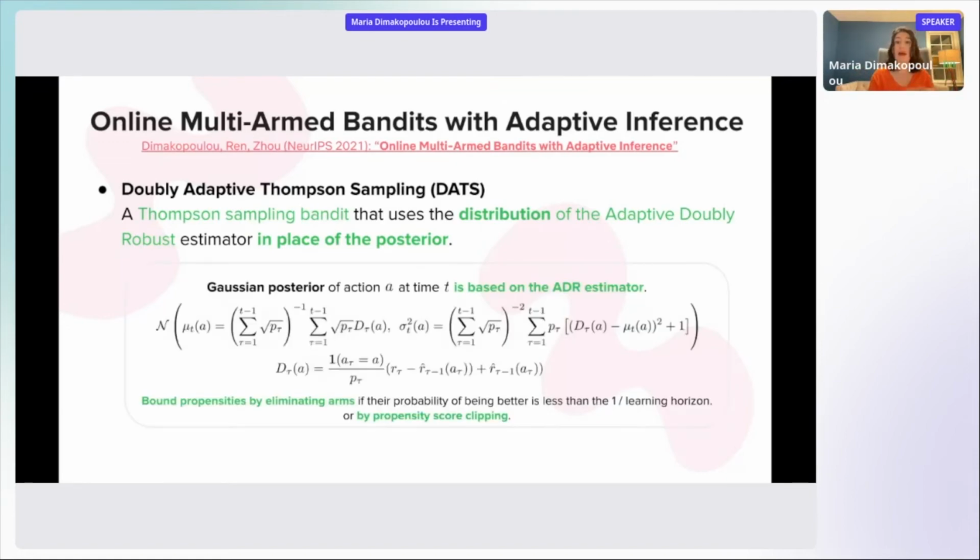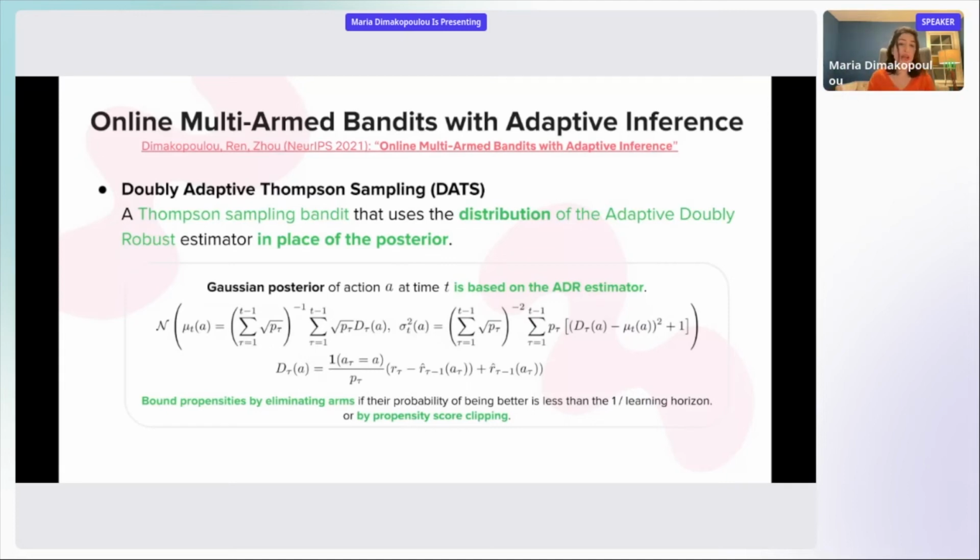So instead of using the Bayesian posterior updating rules of Thompson sampling, we will take as the posterior mean of an action the adaptive doubly robust estimator that we saw earlier, and as a posterior variance, the variance of that estimator, which is also estimated in closed form. And as we just saw, this estimator has been constructed to have a normal distribution. Therefore, we can use this normal distribution as the posterior of the action. And the decision making is just as before, using samples from all the actions' posterior distributions and selecting the action with the highest sample. And finally, to bound the propensity scores, doubly adaptive Thompson sampling eliminates arms if their probability of being better is less than 1 over the learning horizon.